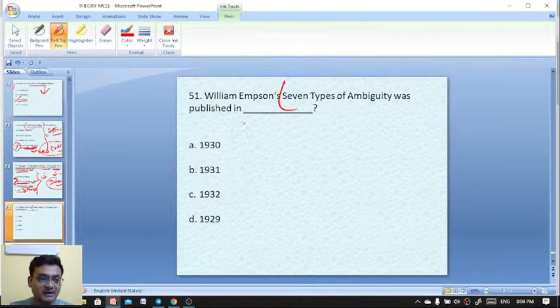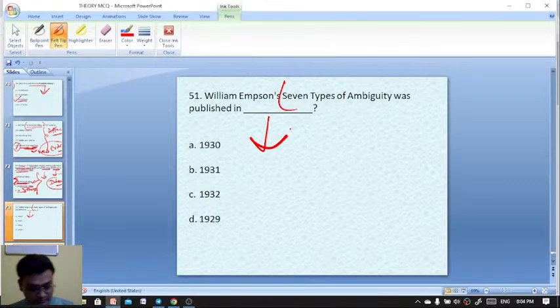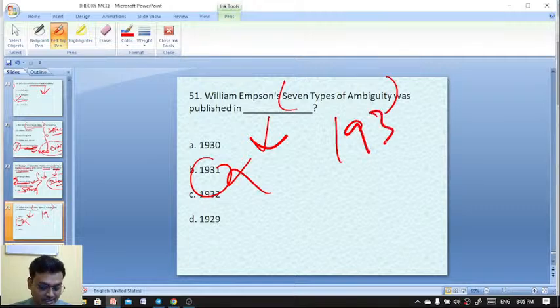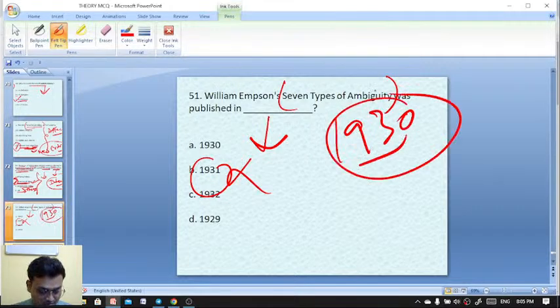William Empson's Seven Types of Ambiguity was published in... When is KSET in December, Satish? 51 here. Seven Types of Ambiguity was published in 1930, you are forgetting everything. On 30 December. Okay, okay, will be covering, don't worry.